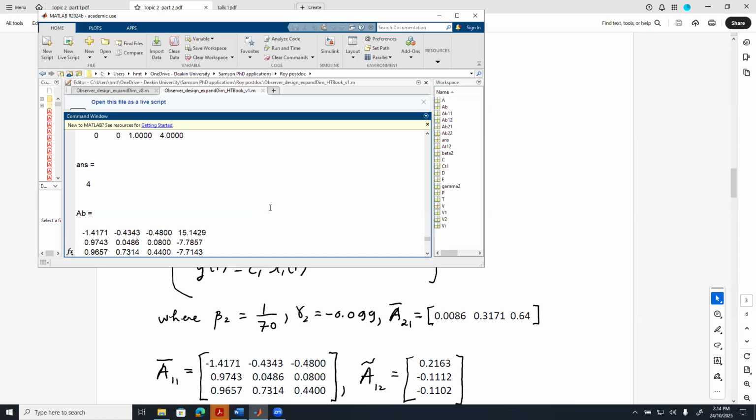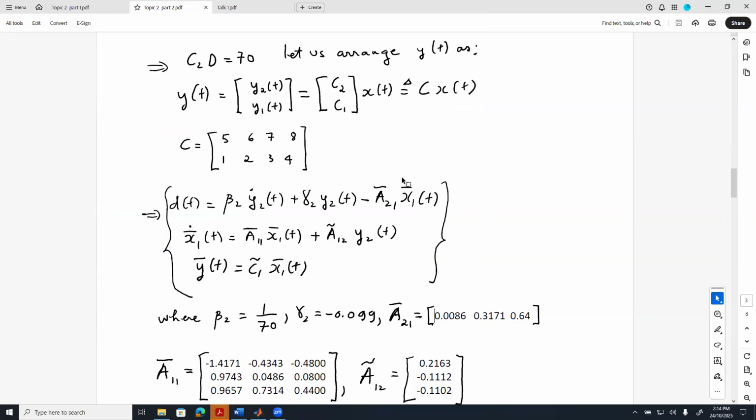So we have here beta 2 is 1/70, which is 1 over alpha 2. Alpha 2 is 70, so 1/70. And then we have gamma 2, and then we got this A bar 2,1, which is a linear combination of the reduced, the disturbance-free system.